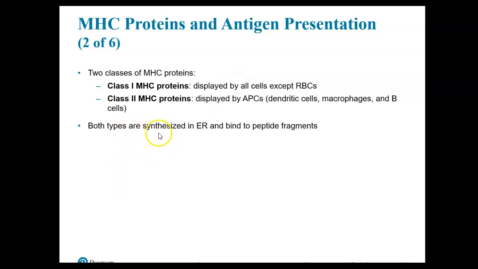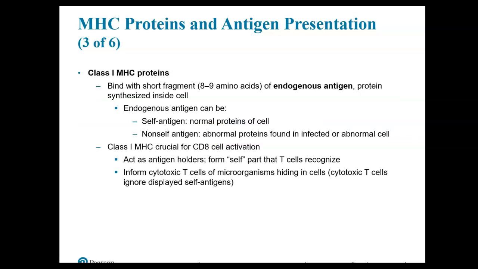Both types of Class 1 and Class 2 MHC proteins are actually made in the endoplasmic reticulum. So that's where they're actually produced. Okay, and the only thing here I just want to make sure you understand is that Class 1 MHC proteins activate CD8 T cells. They can be self-antigens or they can be non-self. They can be foreign antigens. But they're Class 1 and they can be found in any cell that has a nucleus.